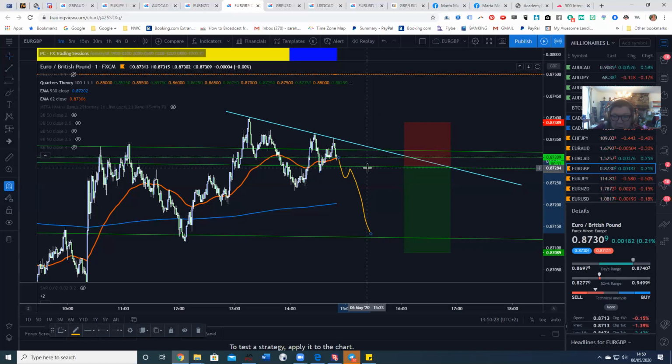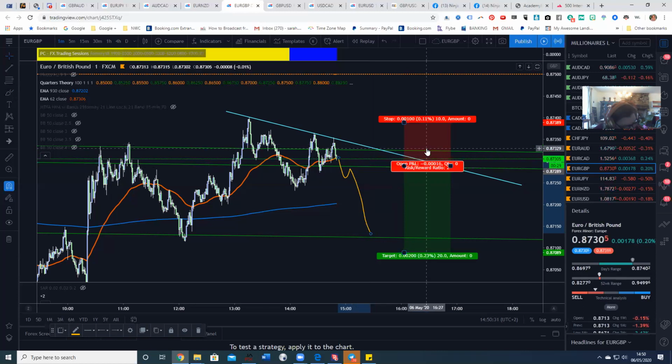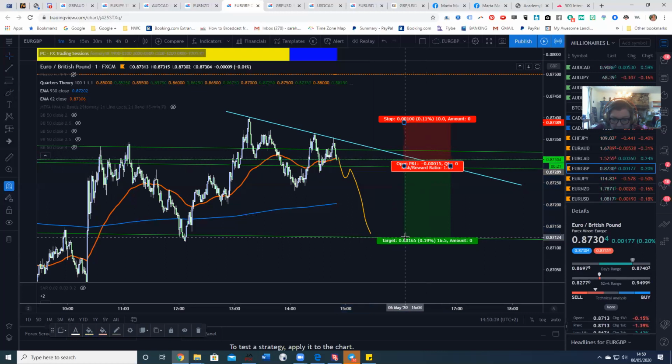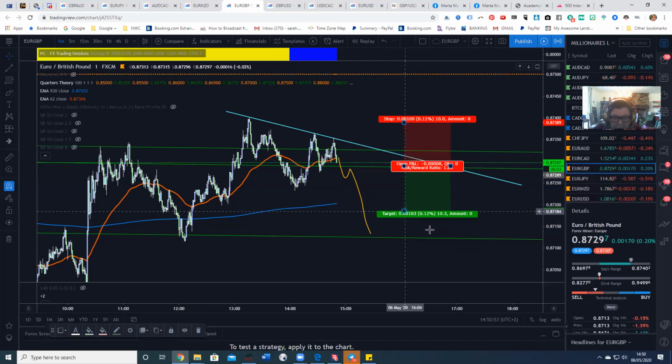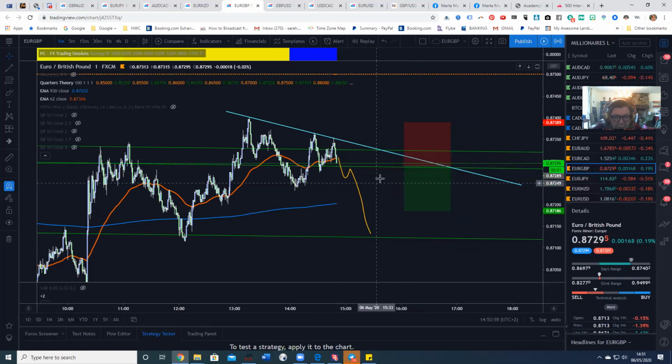Entry, stop loss 0.87389. And then I'd probably put the take profit at that pitchfork, which is 16 pips at 0.87121, but have a look at it at 10 pips to see if price stalls out. Okay, and in fact it is coming back down.